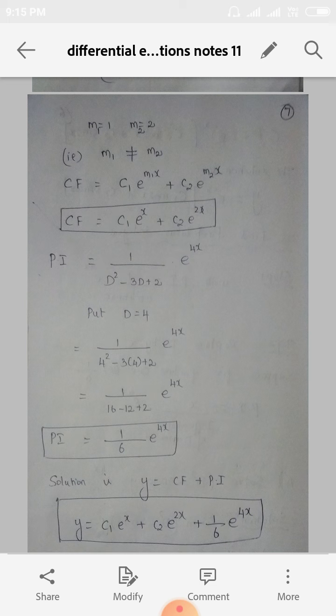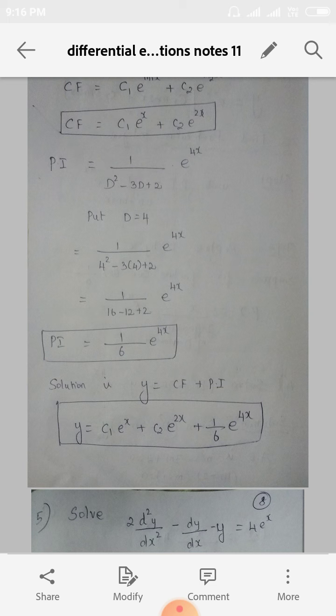First, the particular integral is equal to 1 by, write the given differential equation. What is given in the problem? D square minus 3D plus 2, into, what is the right-hand side? e power 4x. So what is alpha here? Alpha is equal to 4. So you have to substitute D is equal to 4. So we get 1 by 4 square minus 3 into 4 plus 2, into e power 4x. So we get 1 by 6 into e power 4x. Therefore, this is the particular integral.